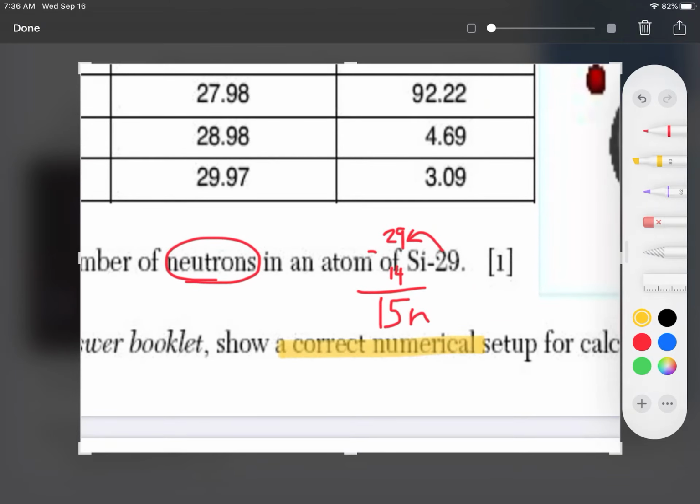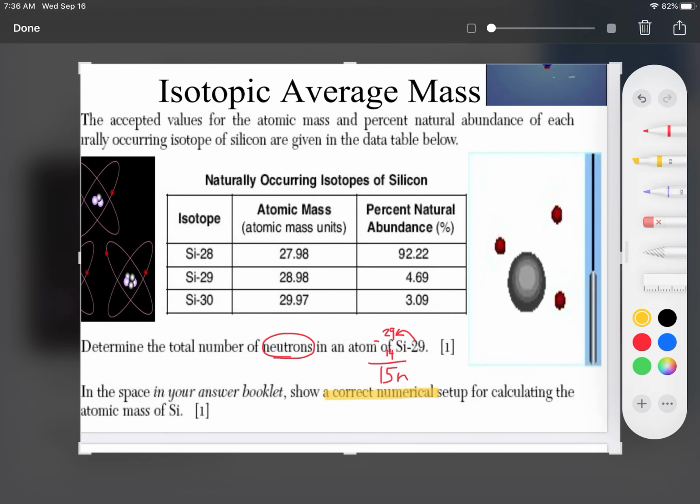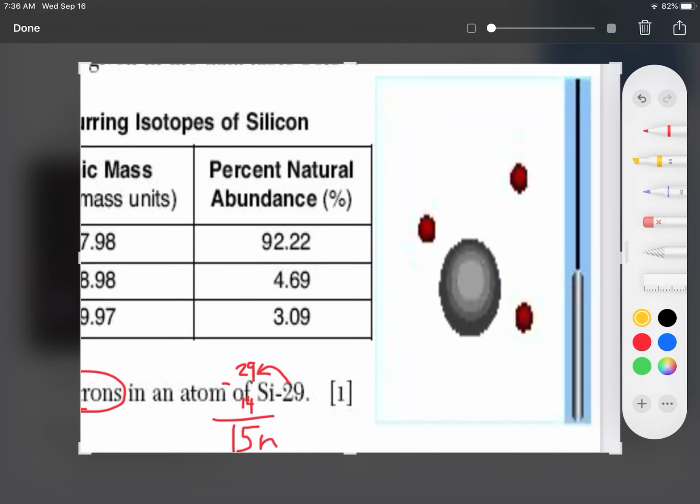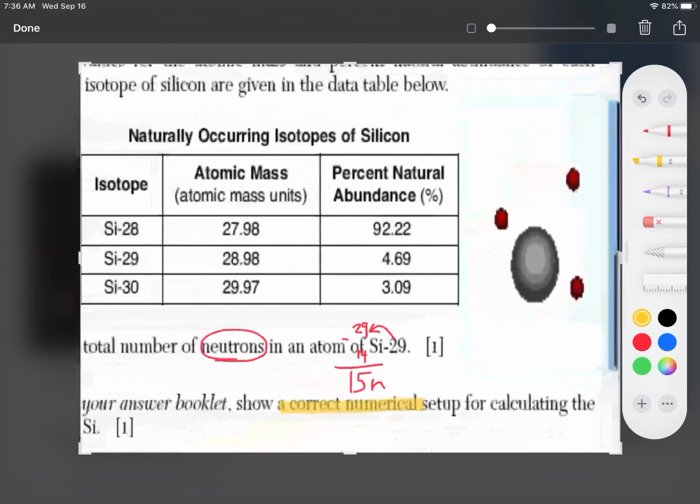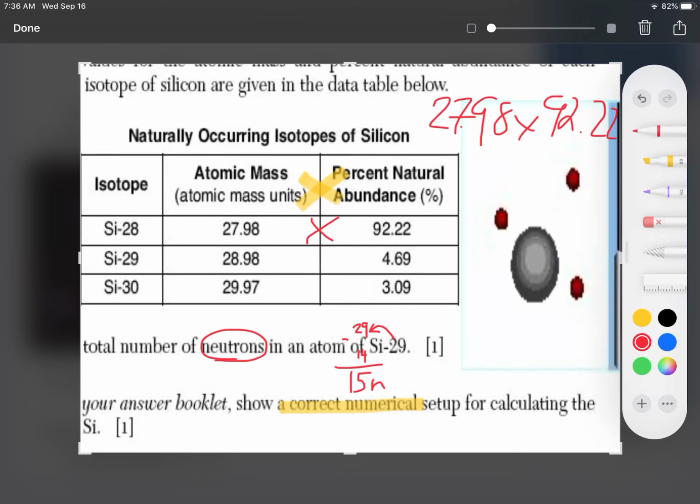Now, if you want to do the percent abundance here, look at the question. It says find the correct numerical setup. That means, guys, it does not want the final answer. They just want you to show how you set up the answer for calculating the atomic mass of Si. So you've got to do mass times percent abundance. The mass here is 27.98 times, well, what's your percent here? 92.22. Put it over 100. You can move back 2 spaces to the left, that's fine, but I like to put it over 100 so you don't make a mistake.